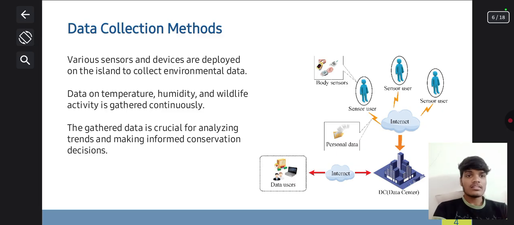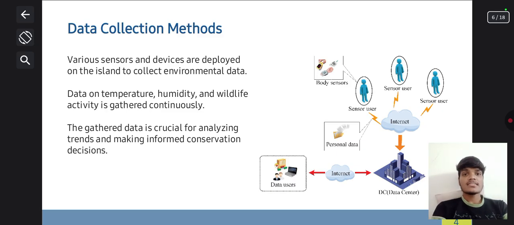Here we have seen a picture with the data center, the internet and data users. From the data center to the internet, to the data center, and the sensor user with personal data and body sensors. When the body sensor data comes from the sensor user, and from the sensors to the internet and from the internet to the data center, it is one of the cycling processes involved in the data collection method.